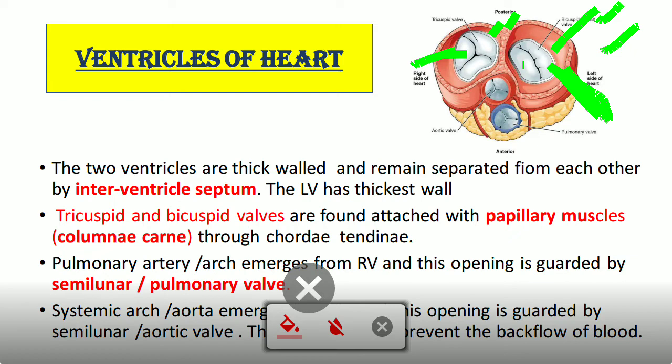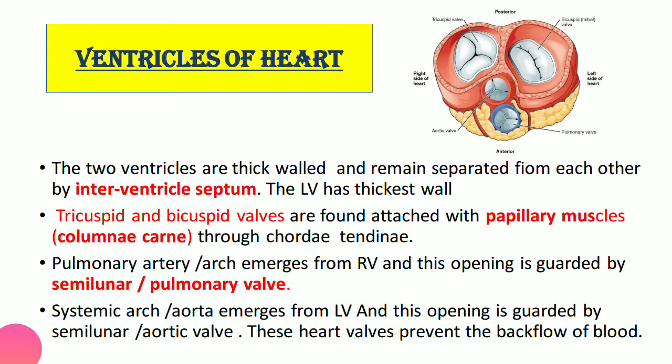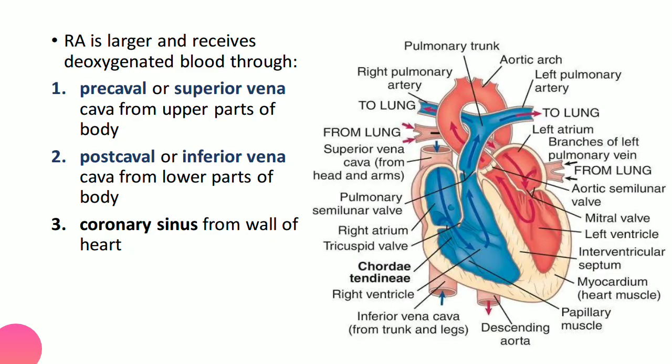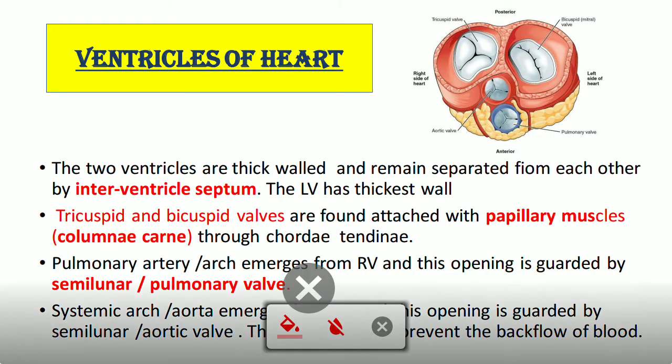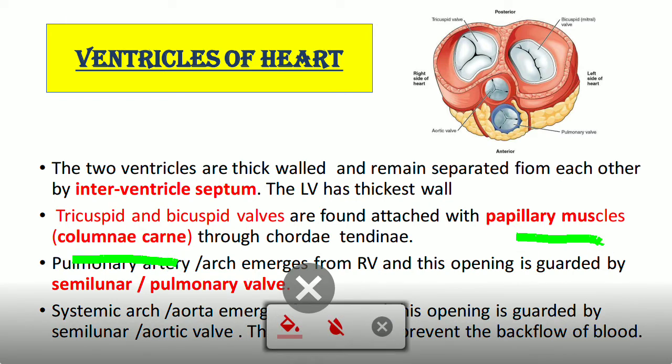Now, how does this opening and closing of the cusps occur? Now, you should know about this. See, what makes them stable at that place? It is the papillary muscles. Papillary muscles are also known as columnae carneae, through the chordae tendineae. Now, you must be thinking, what are these terms?